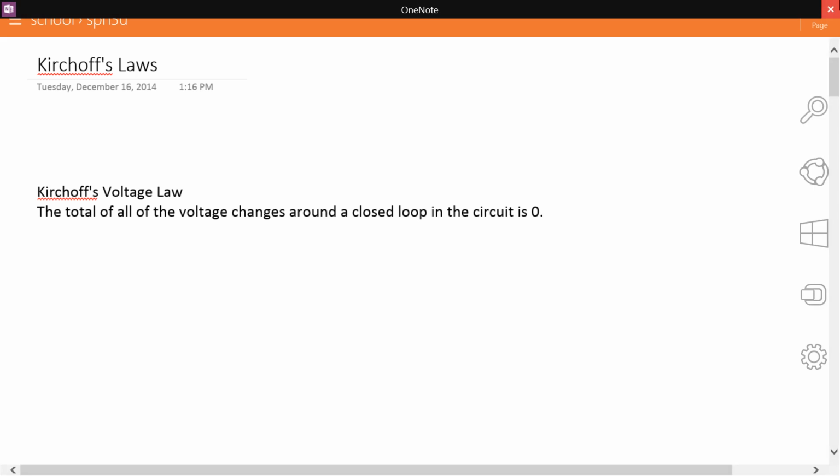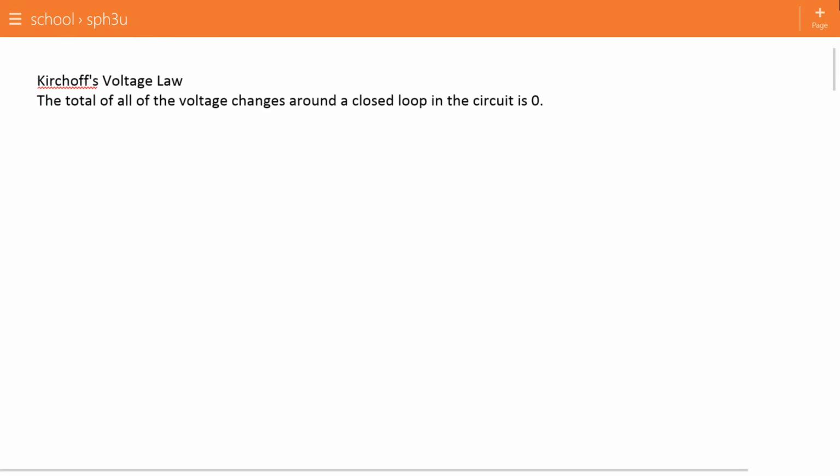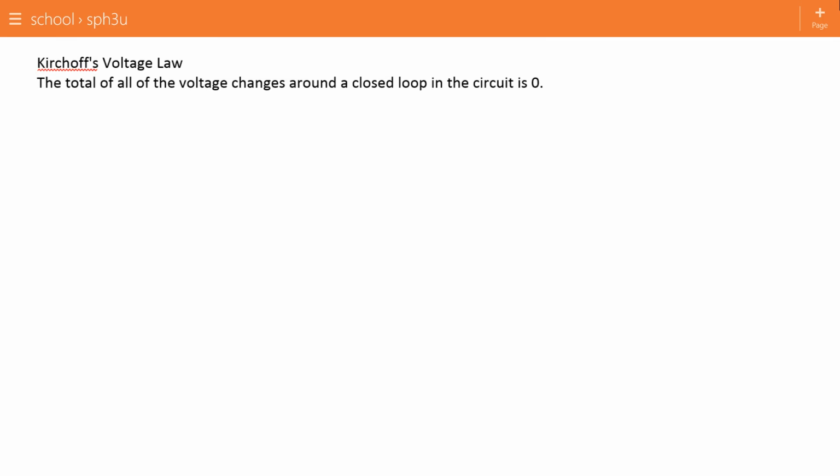In this video, we'll be discussing the most fundamental laws that talk about how voltage and current are distributed around circuits. The first rule is Kirchhoff's voltage law, which is a way of figuring out how much voltage will go to each resistor at different points in a circuit. It says that the total voltage changes around a closed loop in the circuit are zero.